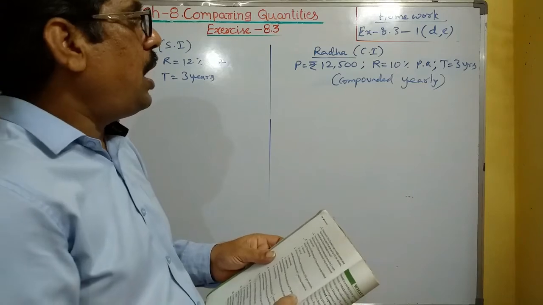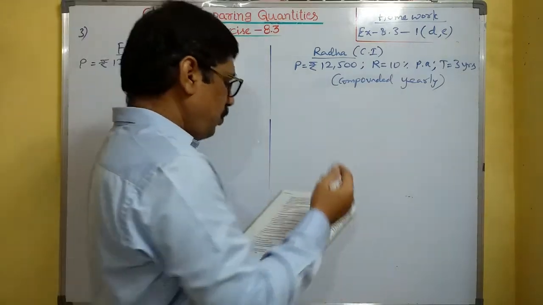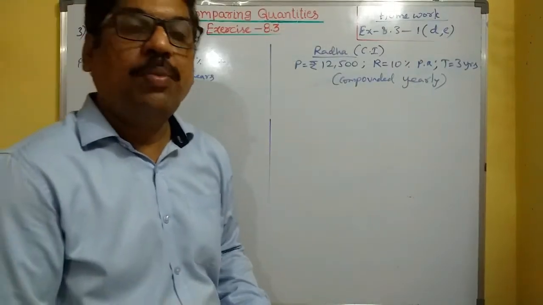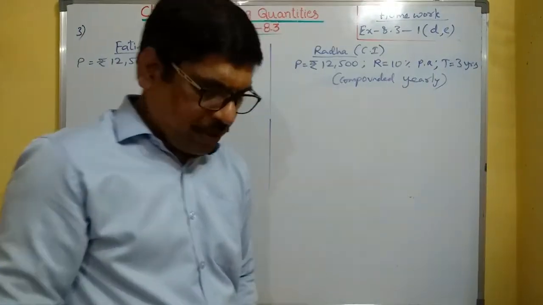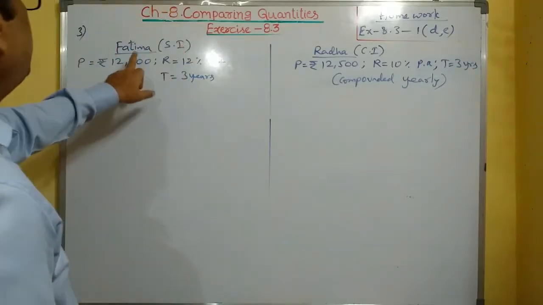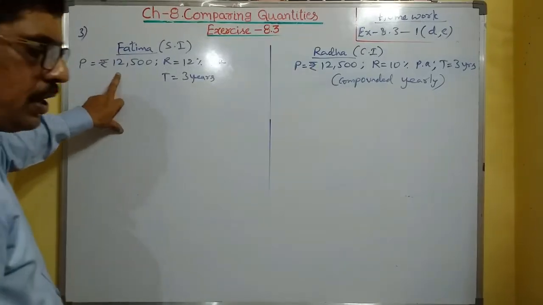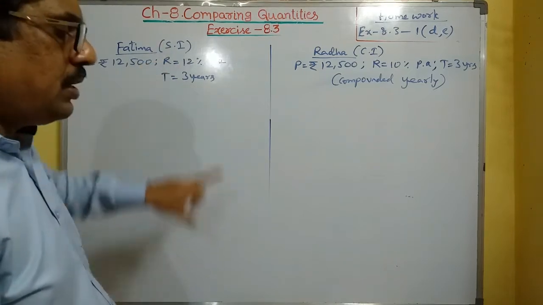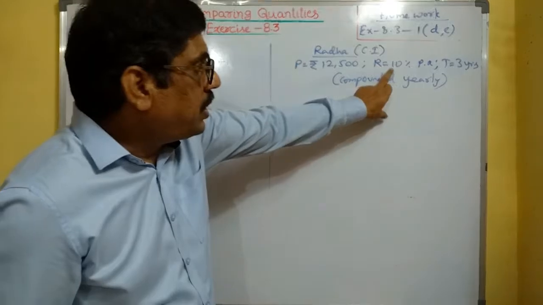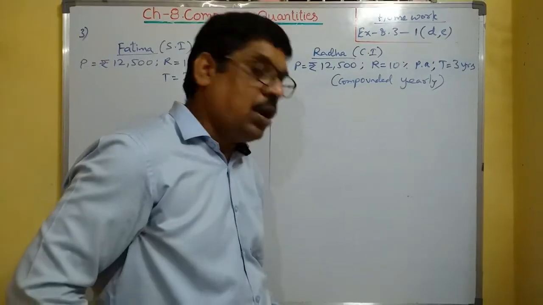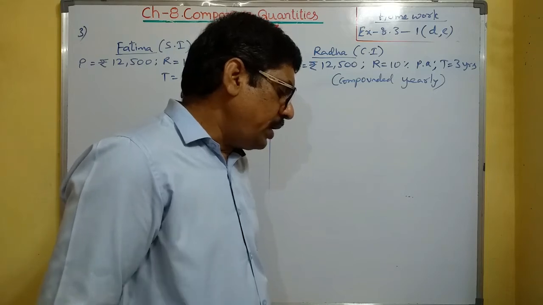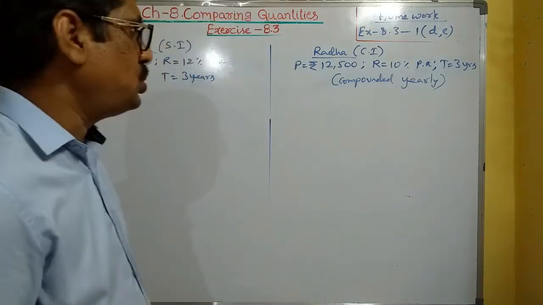Okay, compounded annually or yearly, no problem. Who pays more interest and by how much? So who has to pay more interest? That we need to calculate. Fatima has taken the loan for 12,500 at simple interest, whereas Radha has taken the same amount at a different rate of interest, that is 10% on compound interest. We need to calculate who pays more interest and by how much.